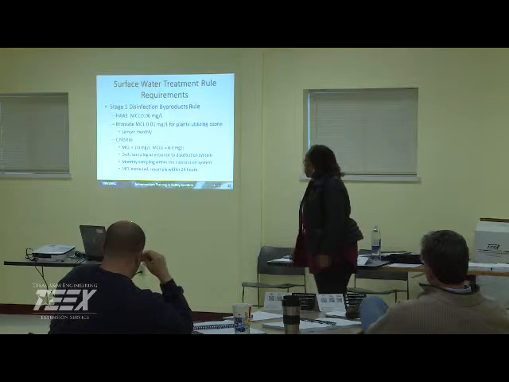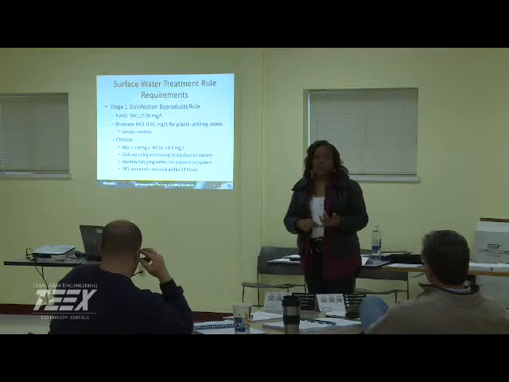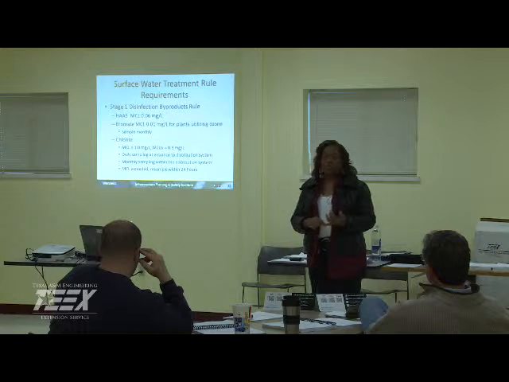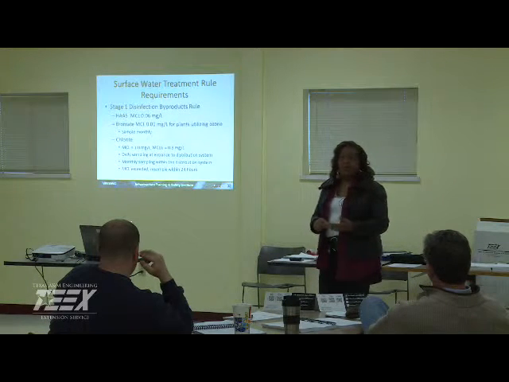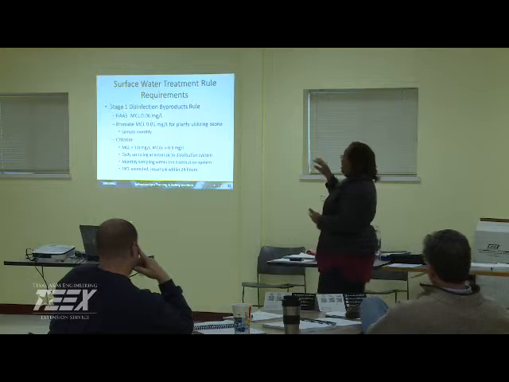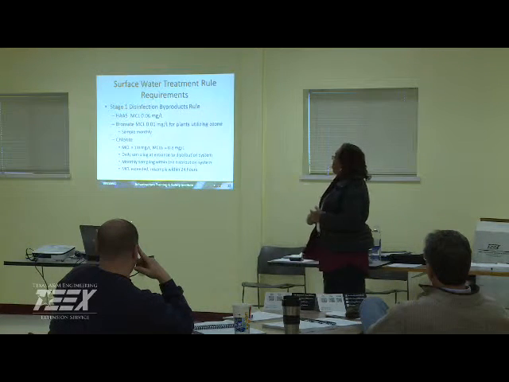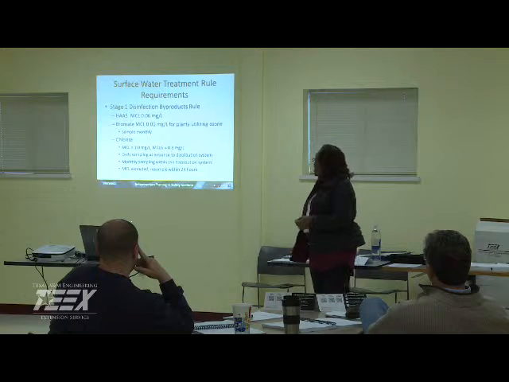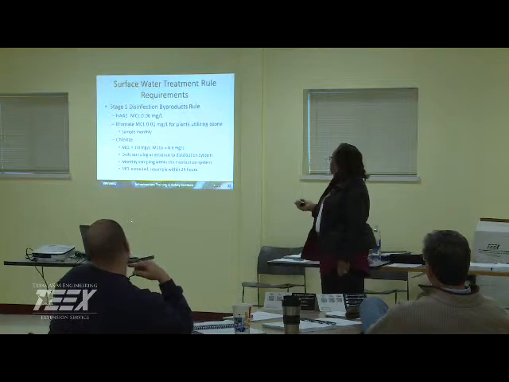So for total trihalomethanes, what's the maximum contaminant level? 0.08, very good, milligrams per liter. Haloacetic acids are a group of 5 different chemicals we're concerned with. The maximum contaminant level is 0.06.